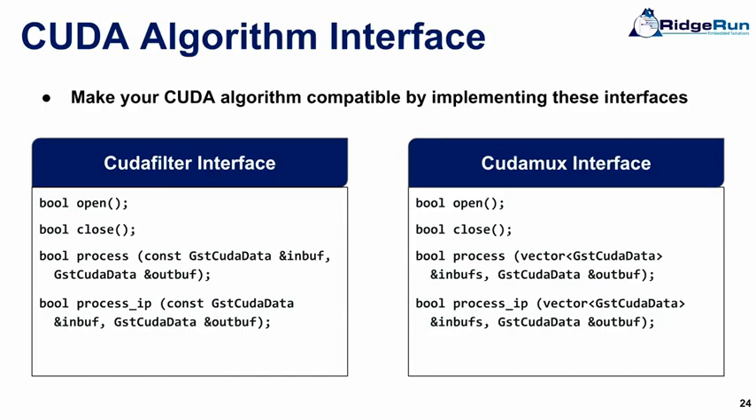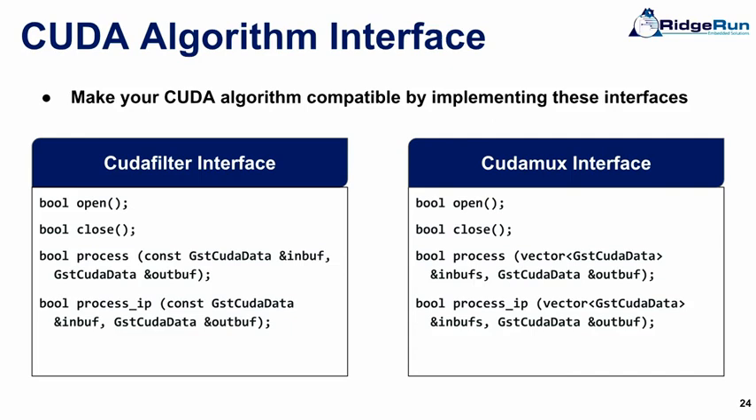Let me explain how to interface your algorithm with GstCUDA. We offer two kinds of interfaces, one for each element: the Cudafilter interface and the Cudamux interface. They are pretty much the same. The only difference is that the Cudamux interface allows several inputs. As you can see, the open function will be called before the first frame is processed on the GPU, so you can perform some initialization routines here. And the close function will be called after the last frame is processed on the GPU, so you can clean up memory and do some closure processing.